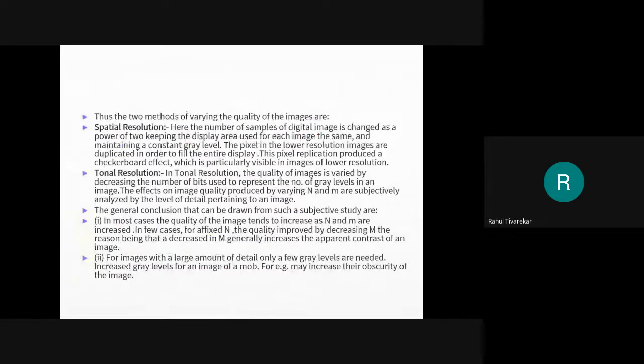So again, the definition here: the number of samples of a digital image is changed as a power of 2, keeping the display area the same. The meaning of this is, suppose this is an image. This is 1 pixel of an image, for example. If I want to increase the spatial resolution, how can I increase that? I will have to use a larger number of pixels to represent that same image. So instead of 1 pixel, now I will have to use 4 pixels.